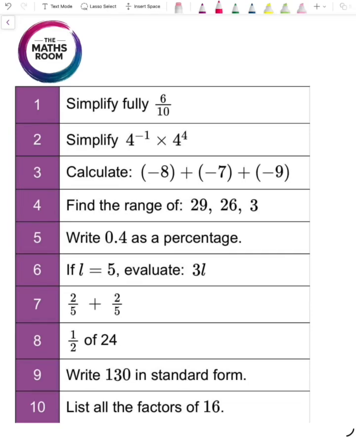Hello, let's take a look at some 1-marker foundation GCSE maths questions. Question number 1, simplify fully. So let's take a look at question number 1.